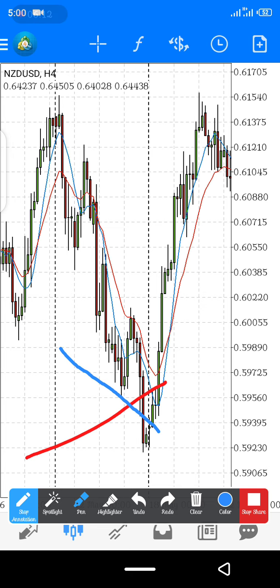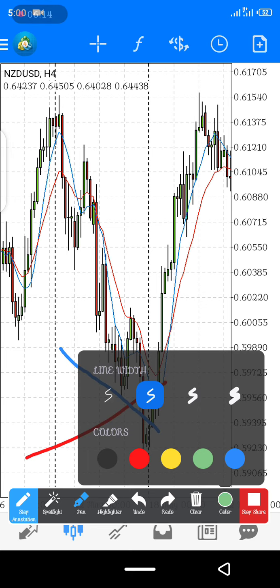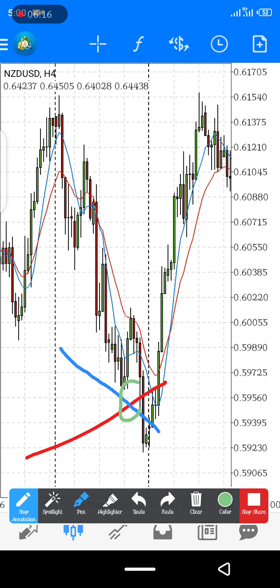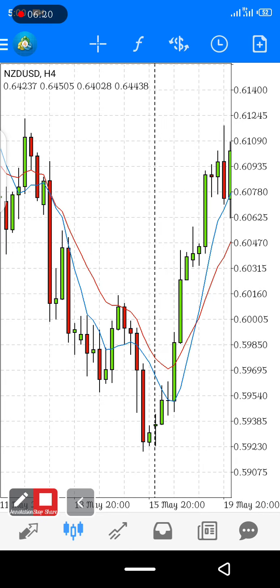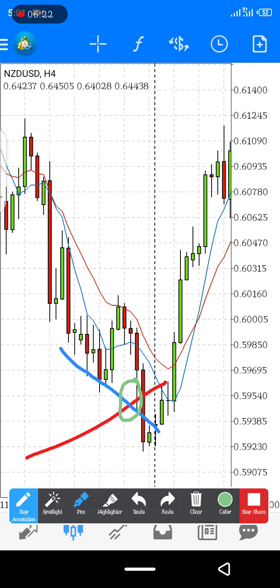This point of cross, this point here, is called the golden cross. The cross between the fast moving average and the slow moving average is called a golden cross. Now let me explain. I will show you a series of golden crosses and how they affected trends.